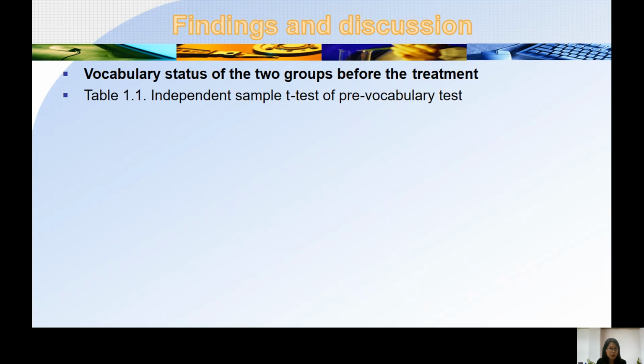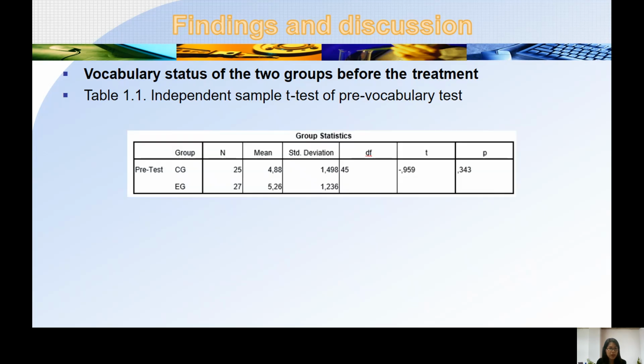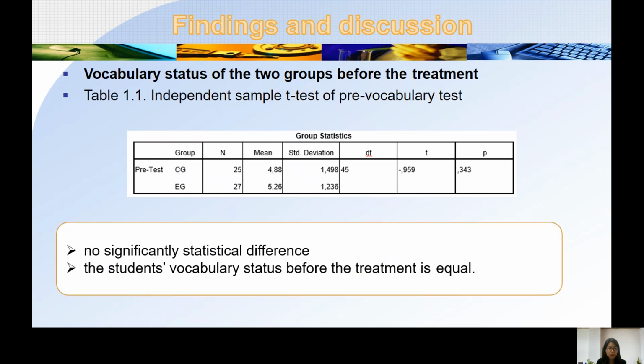Next, I'd like to present the findings from our research. The independent t-test was run to identify whether there were any differences between the two groups before the treatment. We see that the alpha number indicates there is no statistically significant difference between the two groups. So we can infer that the students' vocabulary status before the treatment was equal.